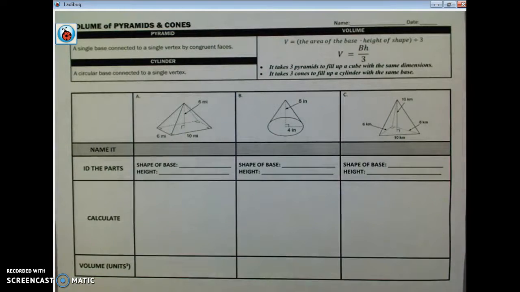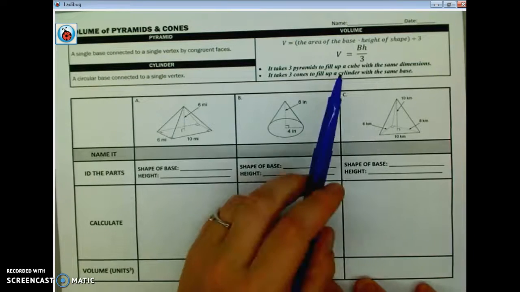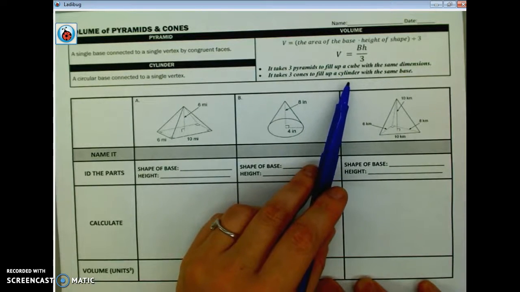Okay, welcome back to the second part of our volume. We just finished up doing volume of a prism, and you should have watched the videos about how a pyramid relates to a cube and how a cone relates to a cylinder to get those volume formulas. But the formulas are right up here. Again, they're the same for both the cone and the pyramid.